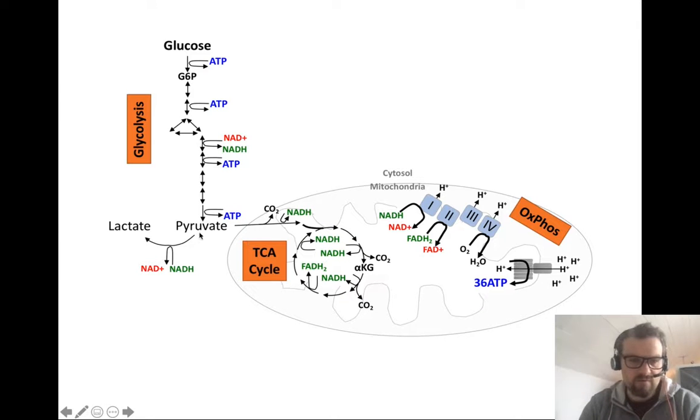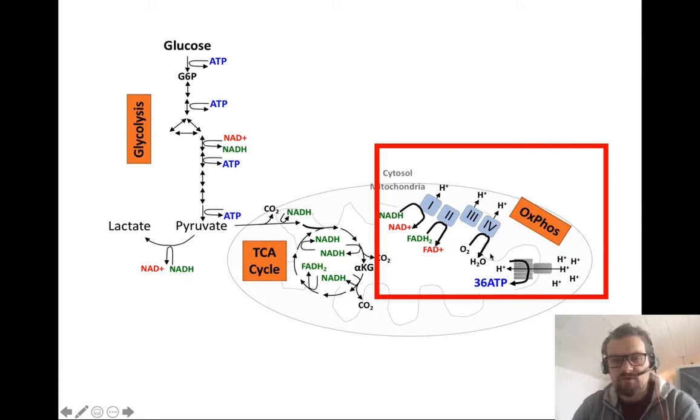As I said before, pyruvate has another phase as well, and we'll discuss when and why this is used. Pyruvate can also be converted into lactate, and lactate can be secreted from the cell, and that is also associated with the conversion of NADH into NAD+. So the cofactor for pyruvate conversion to lactate is NADH.